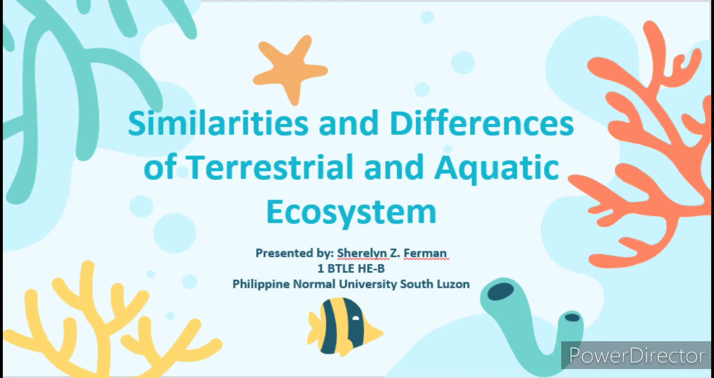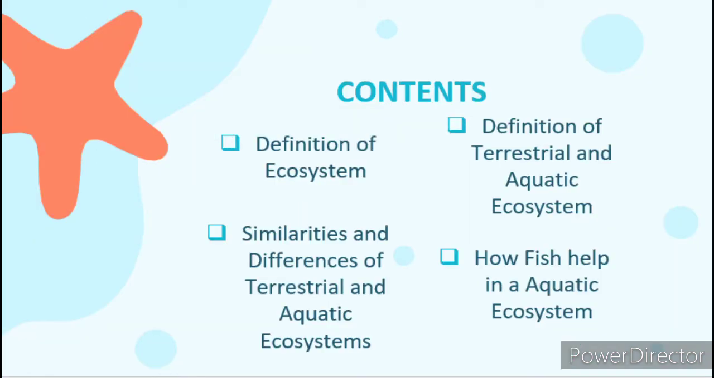From Philippine Normal University, South Luzon, first year BTLE HEB, and I am here to discuss the comparison of terrestrial and water ecosystem. But first, let me discuss the similarities and differences of terrestrial and aquatic ecosystem. So the coverage of this presentation are the following: definition of ecosystem, definition of terrestrial and aquatic ecosystem, similarities and differences of terrestrial and aquatic ecosystems, and how fish help in an aquatic ecosystem.